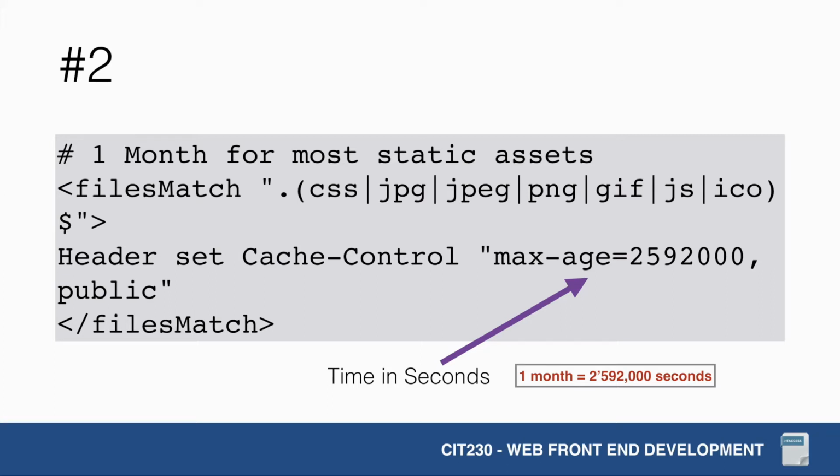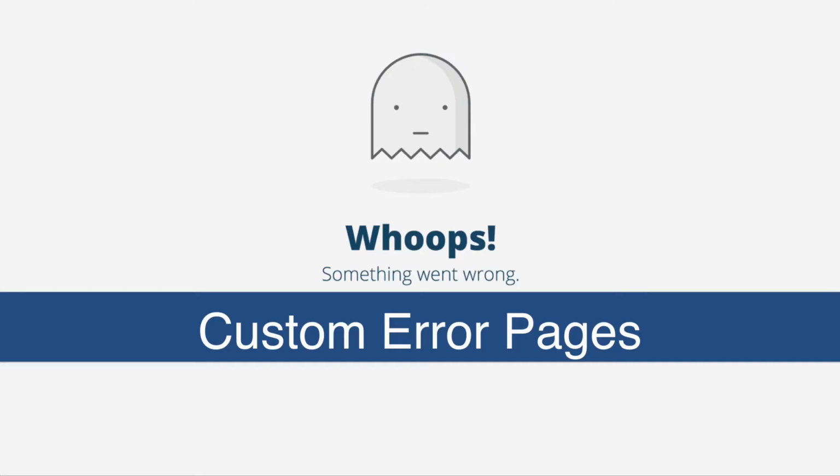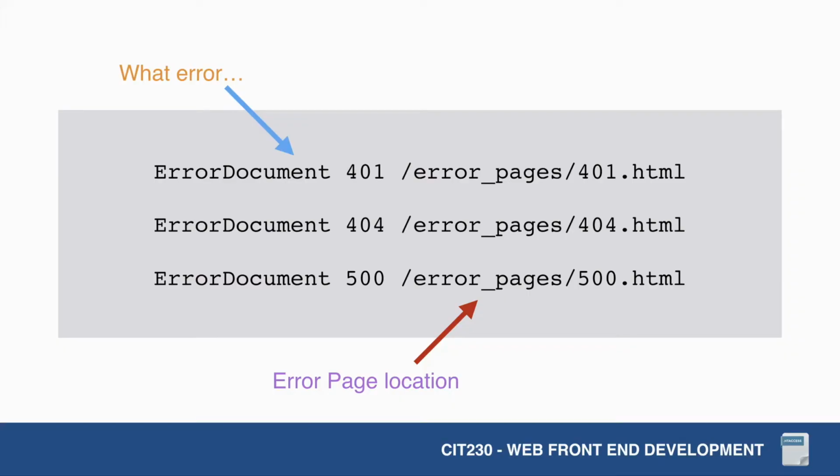Then the next topic I want to talk about is the error pages. You can use custom error pages in your site, and you just have to type the following code for each error you may have. In this case, you have the error document 401 and the 404, which are the most common, and then you have the path to the error page.